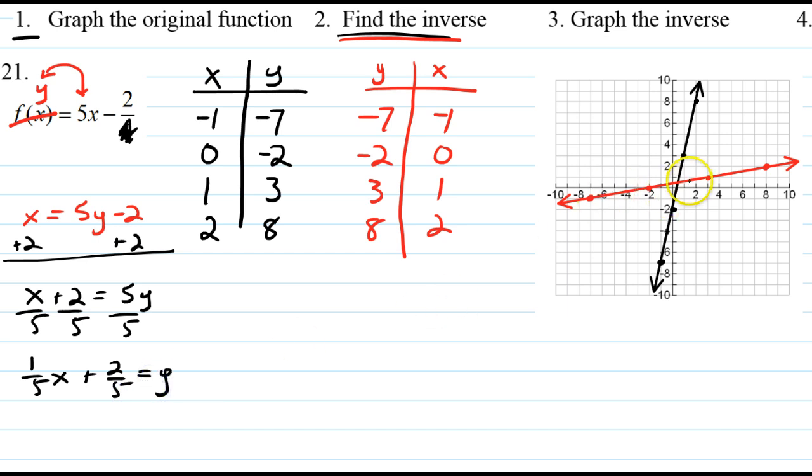And you can kind of see that's what my graph is looking like. It doesn't touch the y, and the y-intercept is less than 1, so that's that 2/5. It goes up 1 over 5.